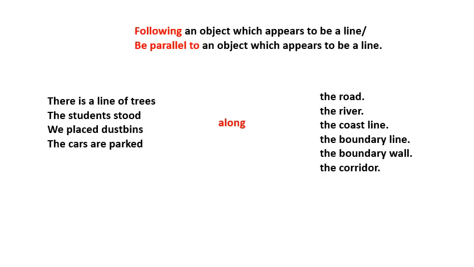Here are some more examples we can frame from this substitution table. There is a line of trees along the road. There is a line of trees along the river. There is a line of trees along the coastline. There is a line of trees along the boundary line. There is a line of trees along the boundary wall. There is a line of trees along the corridor. In this way, we can make use of along for the meanings of following the object or being parallel to an object which is considered to be a line.